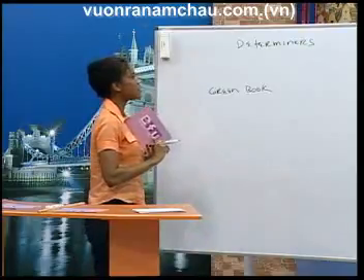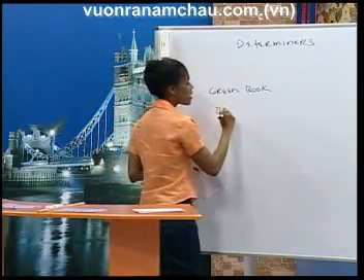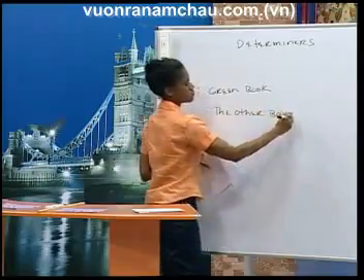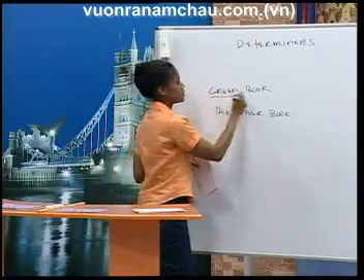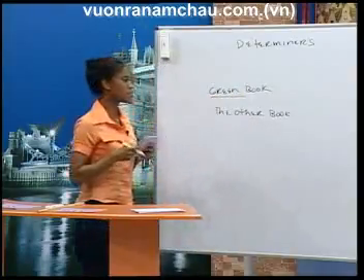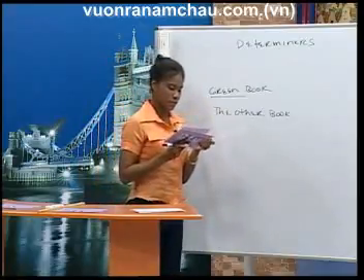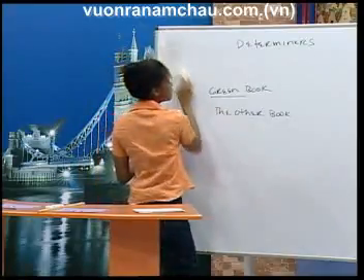What color is the other book? The other book is green. Yes. Okay, the other book is green because it's the last book. So we can say the other book. Okay, Alberto, now it's your turn.